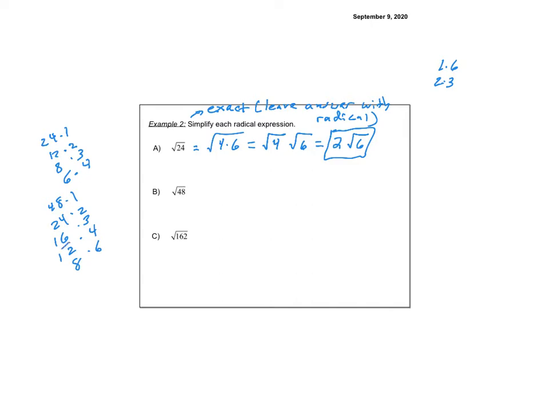Looking at those, I'm actually going to pick the 16 and 3 because I can find the square root of 16. When you're doing your factors for 48, you want to find the highest number that you can actually find the square root of, and 16 is the highest number in there. So the square root of 16 is 4, and I'm left with the square root of 3.